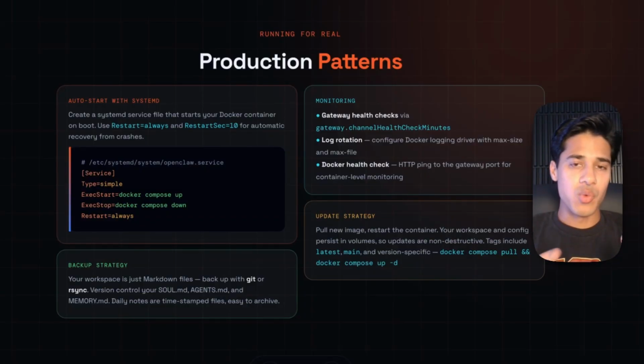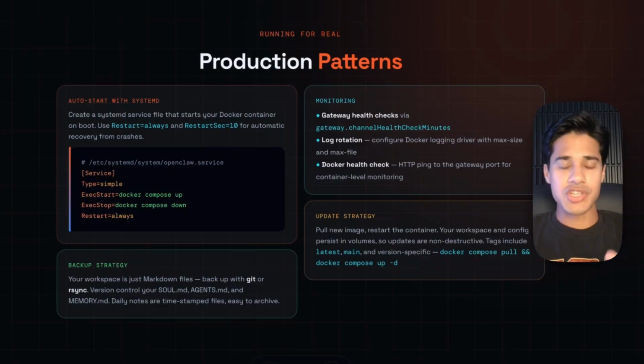Backups are simple because your workspace is just markdown files. Use Git to version control your soul, agents, and memory files and your daily notes. The key insight here that you need to take away from this is that everything important is in the volumes, not in the container. So your backup strategy is just back up the volumes. For monitoring, you want to use gateway.channelHealthCheckMinutes to configure how often the gateway checks channel connectivity. Pair this with Docker's native health check to get container-level monitoring. If the health check fails, Docker can restart the container automatically.